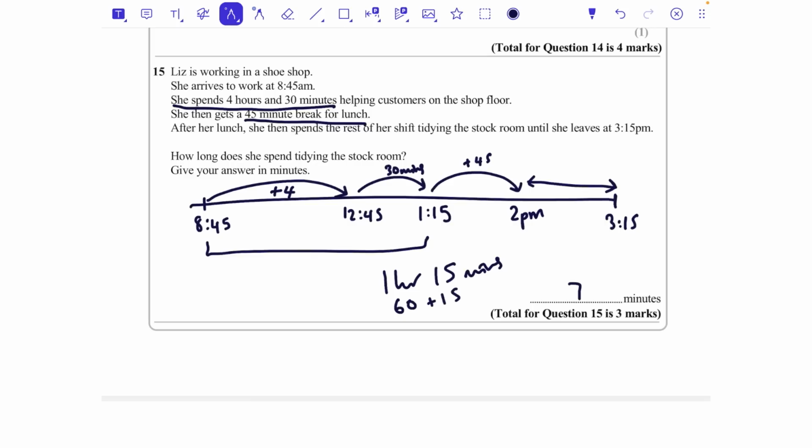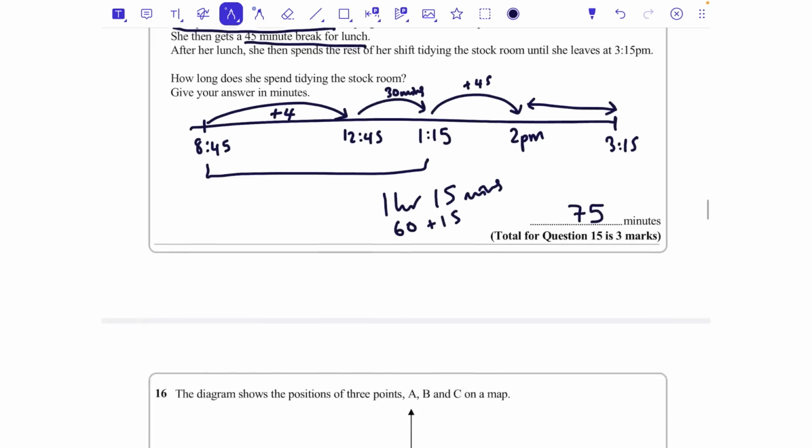Add 15 minutes. So 75 minutes is our answer there for 3 marks.